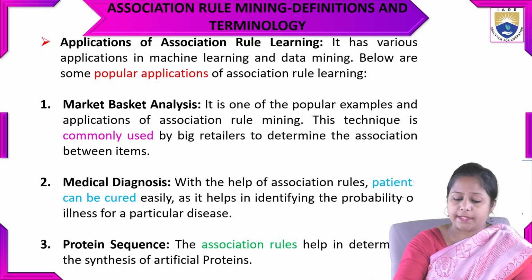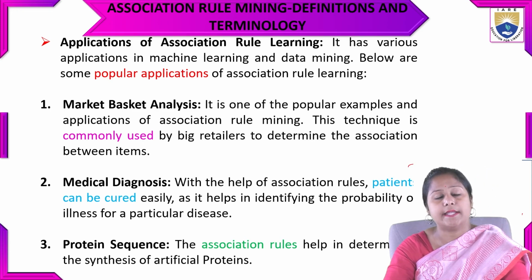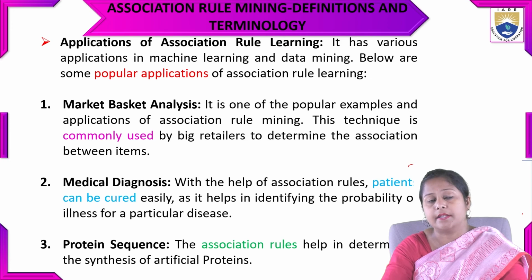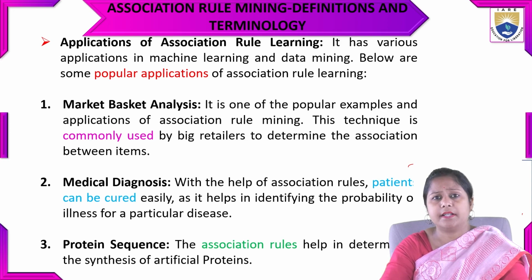Second is medical diagnosis. With the help of association rules, patients can be cured more easily, as it helps to identify the probability of illness for a particular disease. Even we have past, historical data. On the basis of that, we can find new frequent patterns. So that will also help in medical diagnosis, disease diagnosis.